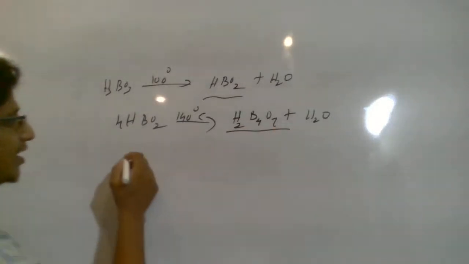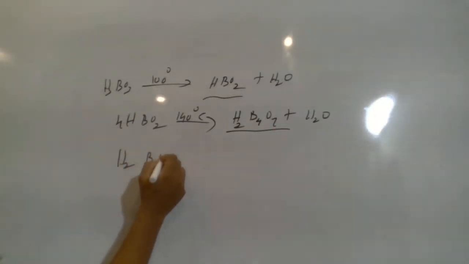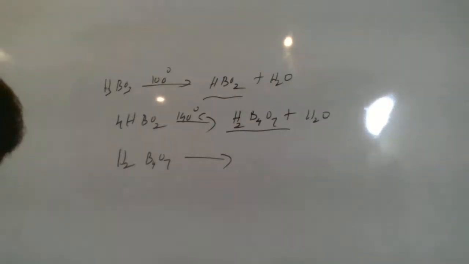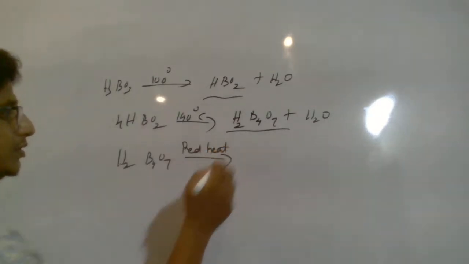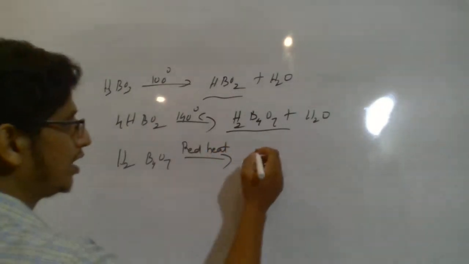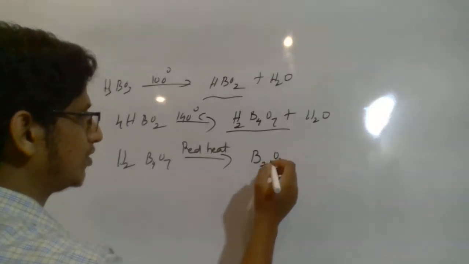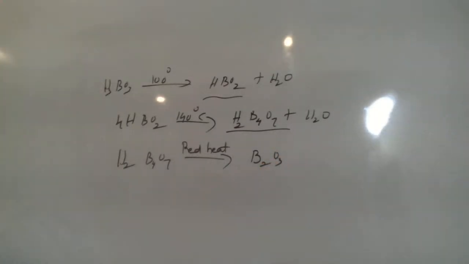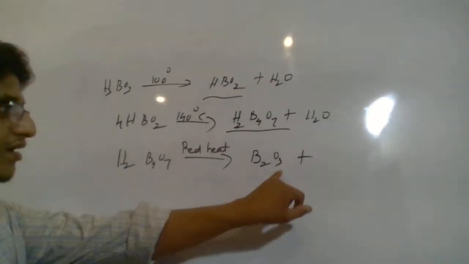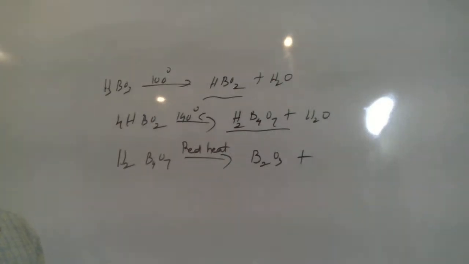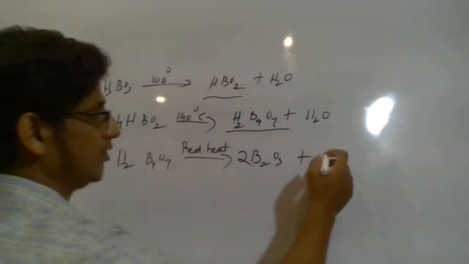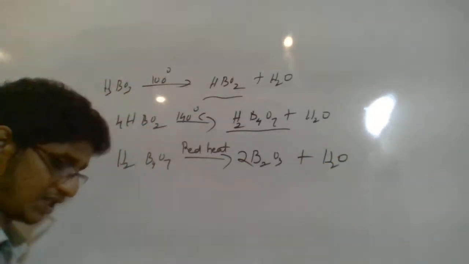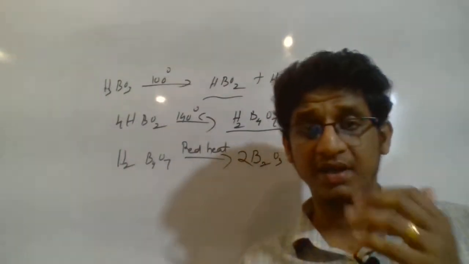Again, this tetraboric acid, when heated to a higher temperature, that's red hot, such a high temperature, you get boron trioxide, or you can say boron anhydride, boric oxide. Such names are there. 2 moles of boron trioxide and water will be released. So this is the action of heat when orthoboric acid is heated.